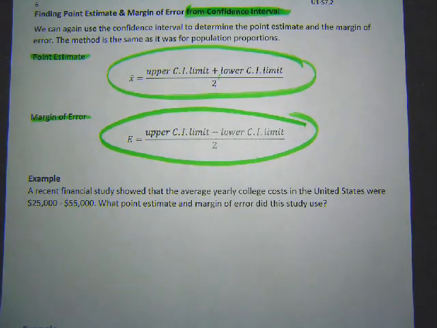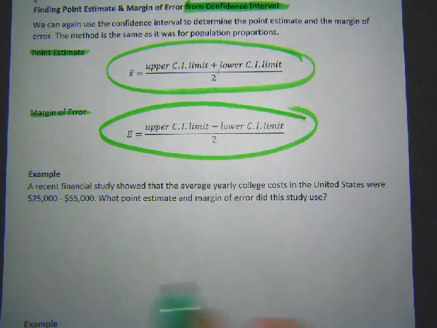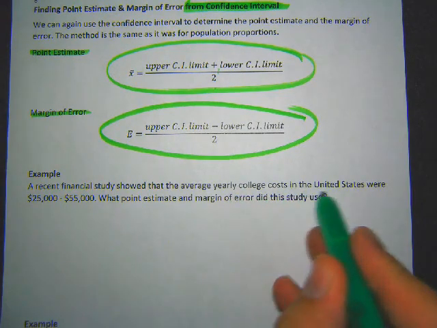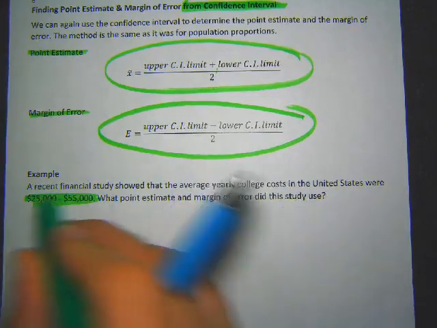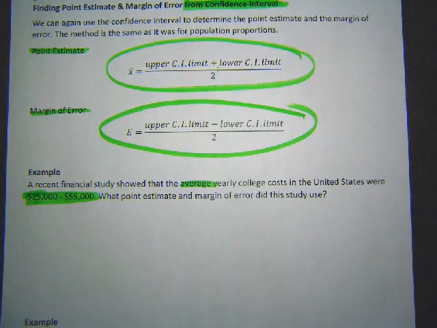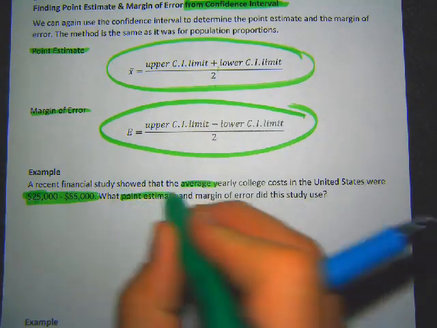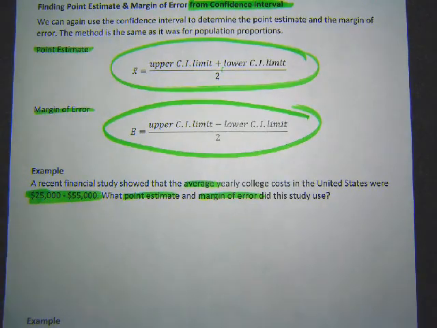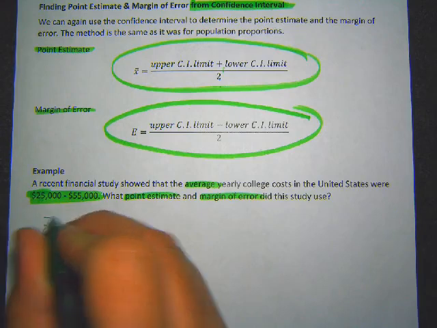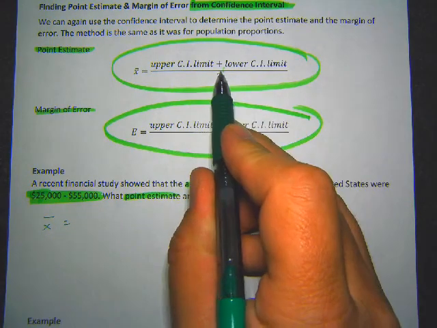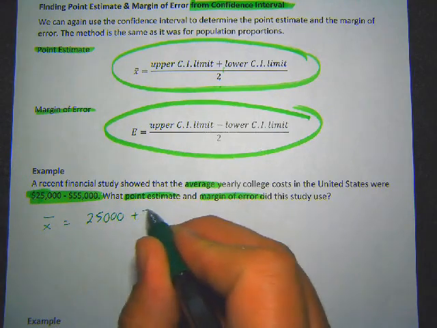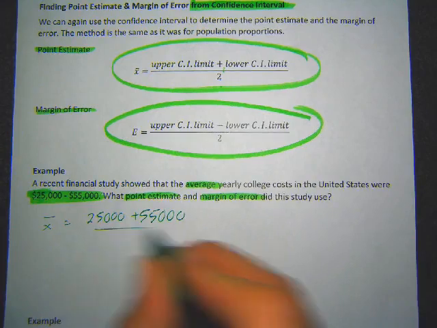So say you look it up in this magazine journal financial study, and they tell you that the average yearly college costs are $25,000 to $55,000. So this is an average, this is a mean, and because they give you a range, they really just gave you the confidence interval. They want you to find the point estimate and the margin of error. To find the point estimate, x bar, we're going to add the two numbers and divide by 2. So we're going to take the 25,000 and add the 55,000 and divide by 2.